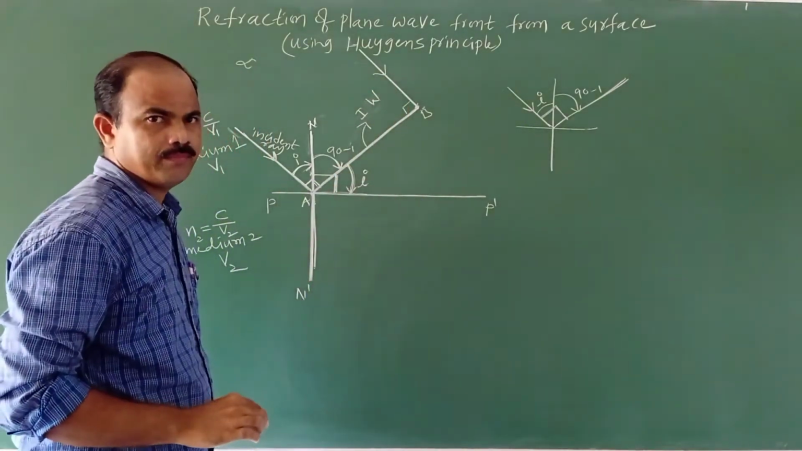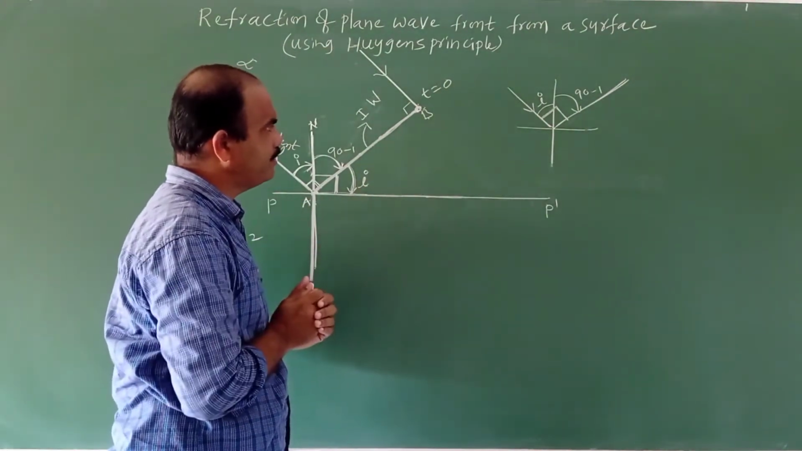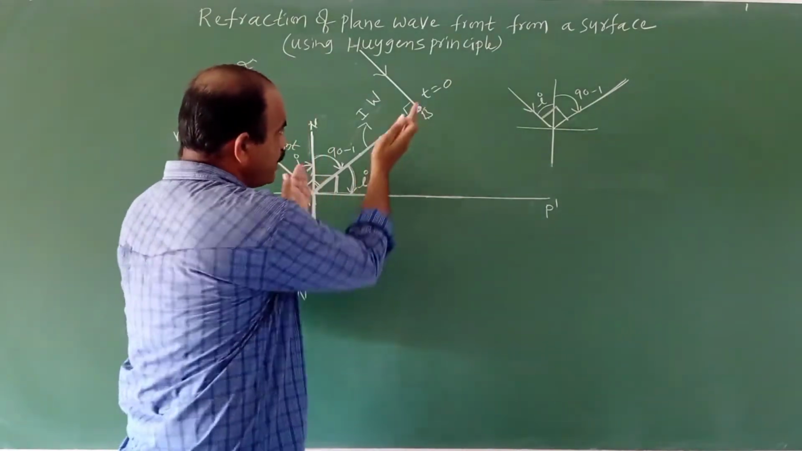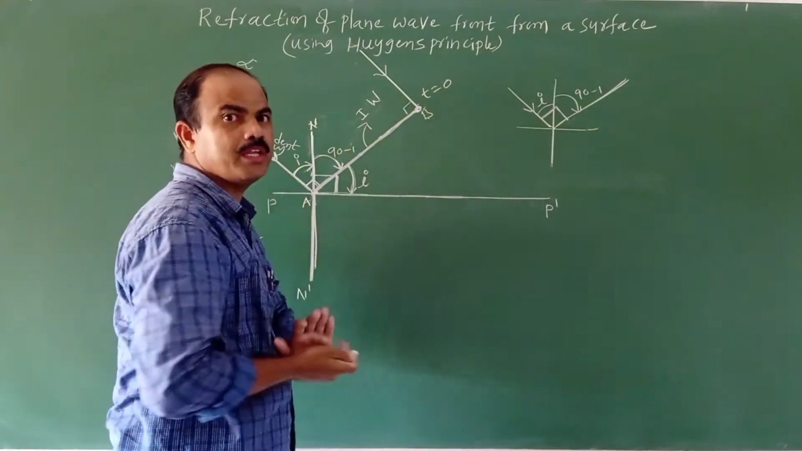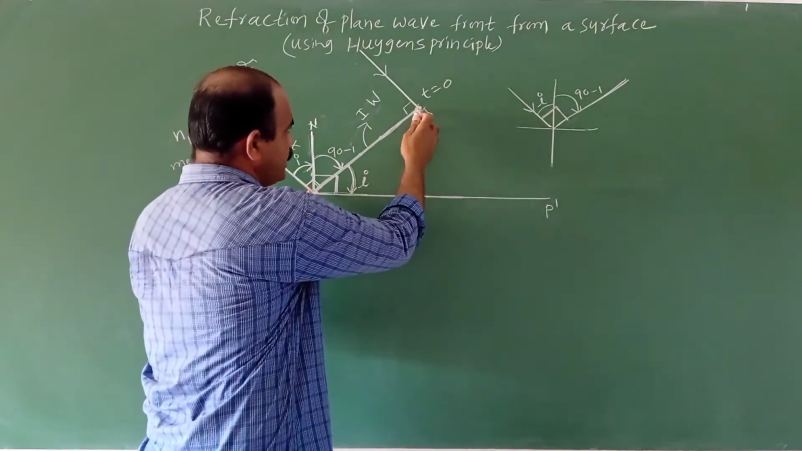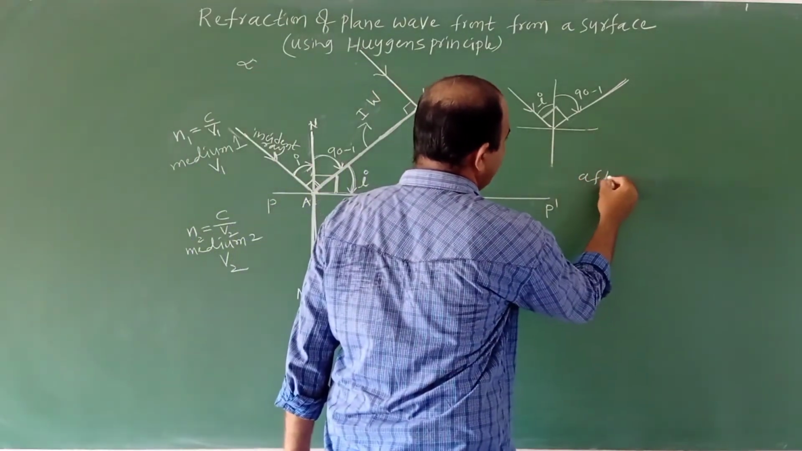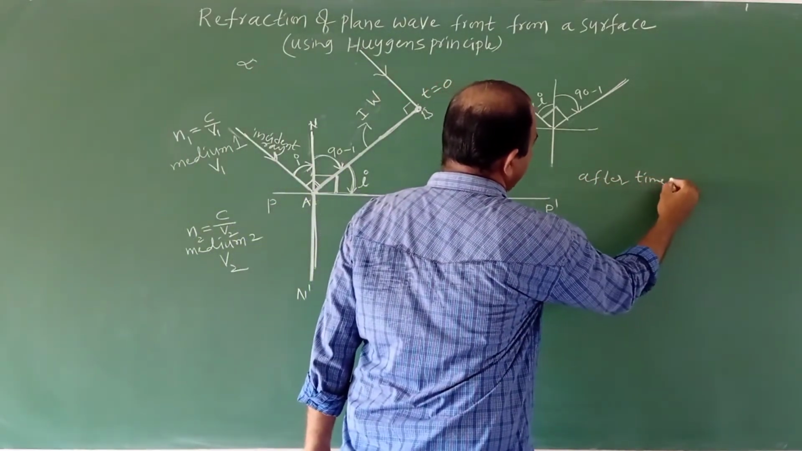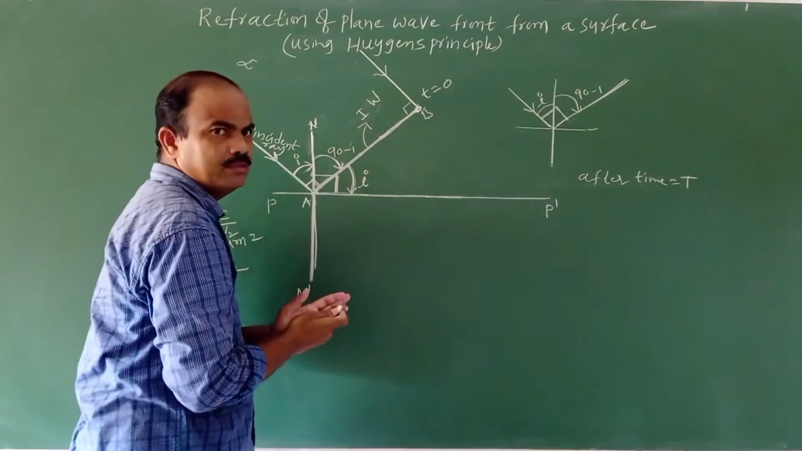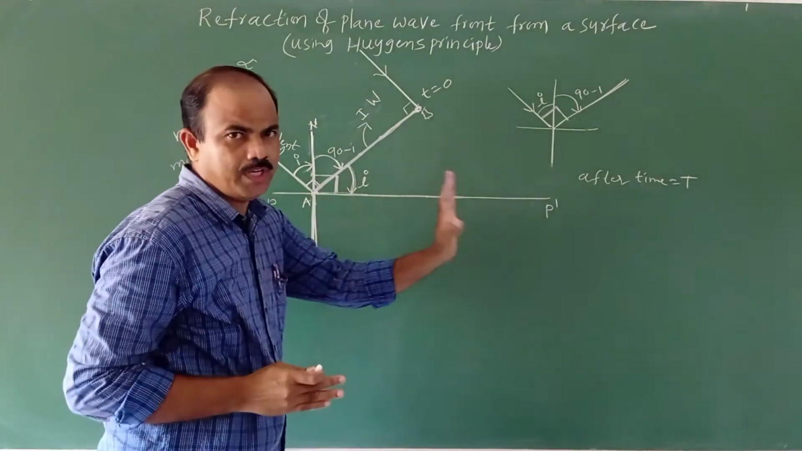Okay, after knowing the angle of incidence I, now I want to know the position of this wavefront after time t. So now I want to know the position of this plane wavefront AB after how much time? Time t.